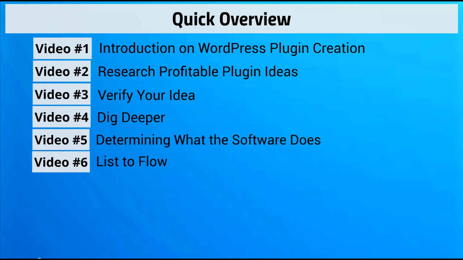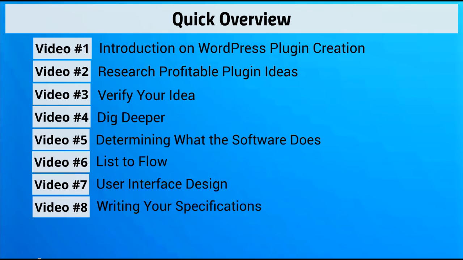We're going to take the list that we created in the previous video, and we're going to map it out by creating a flow chart. The reason being is because you want to see it text-wise in a list, you want to see it visually, and you want to see the user interface, which is video number 7. Video number 8 is writing your specifications. So basically the whole goal of this video course is to get to this point. And of course, last but not least, once you have your project WordPress plugin specification in hand, we move on to finding programmers in video 9.